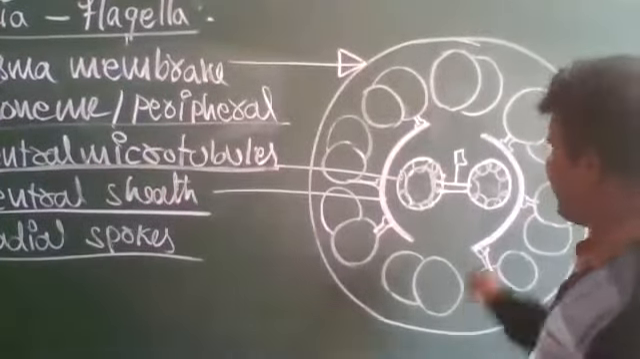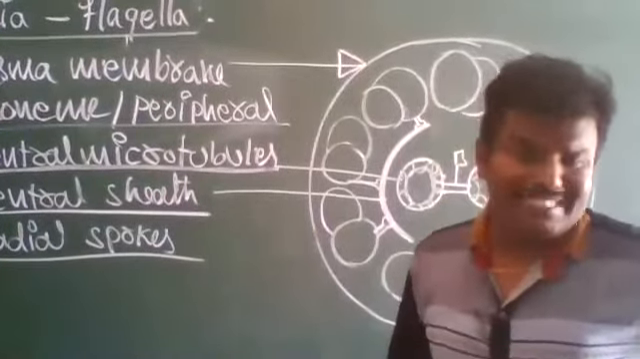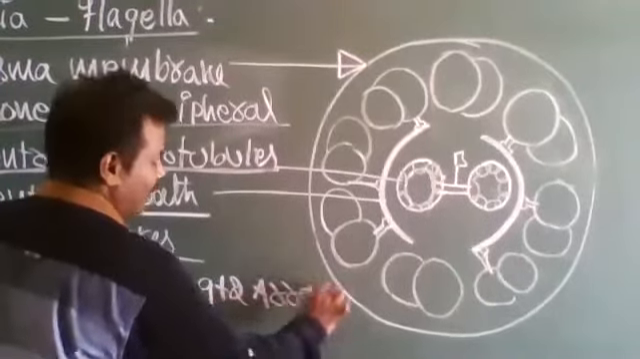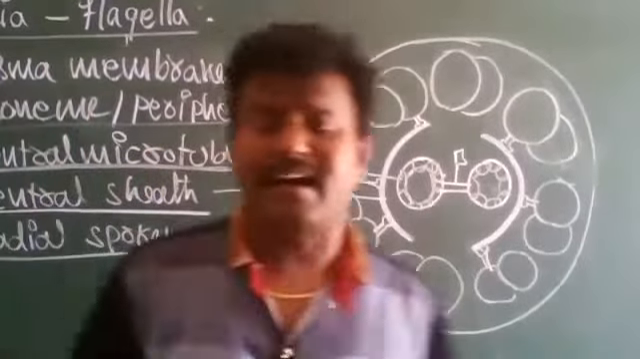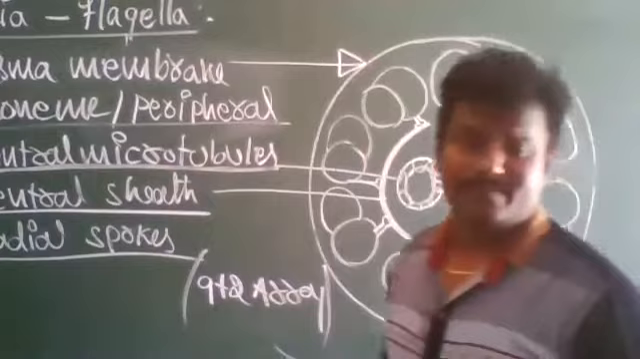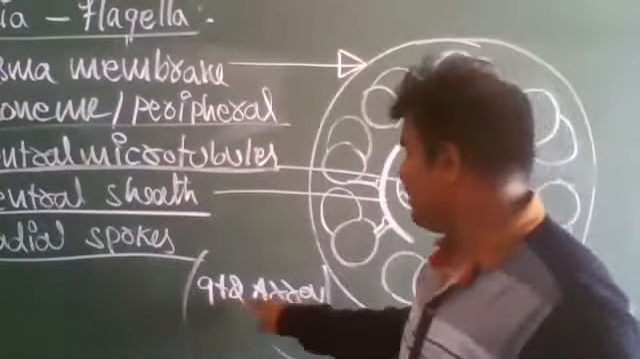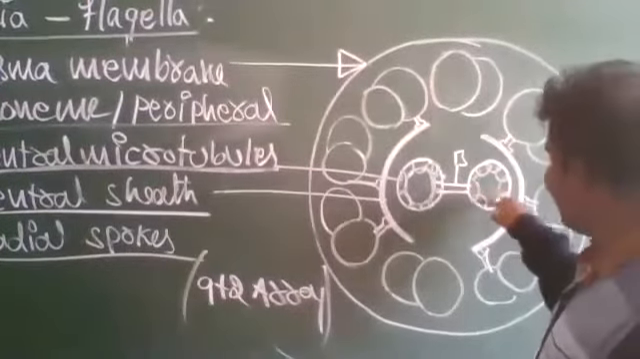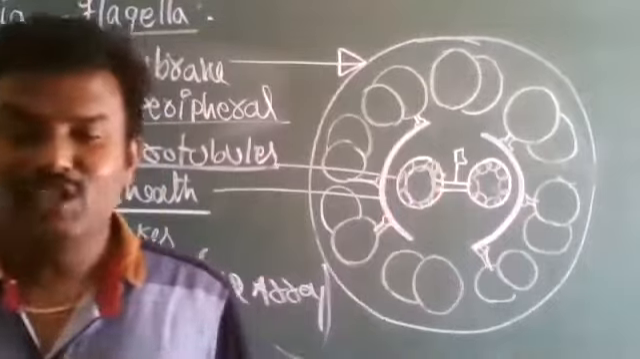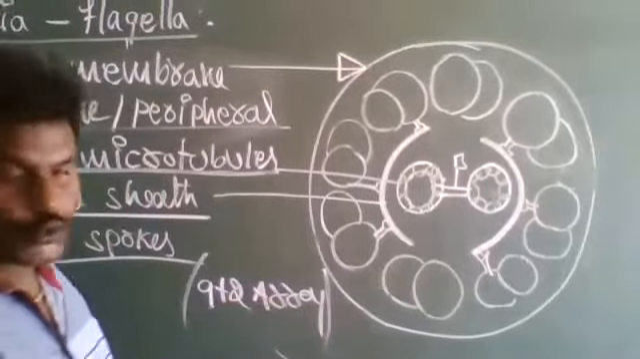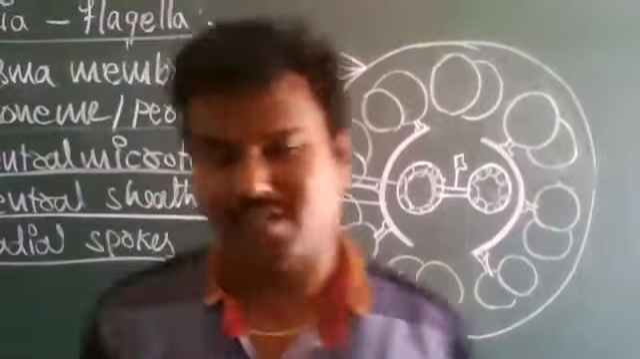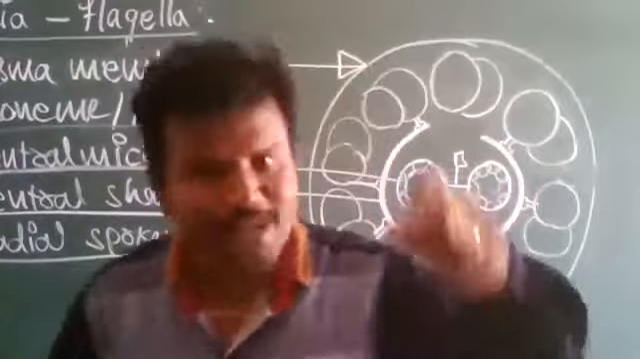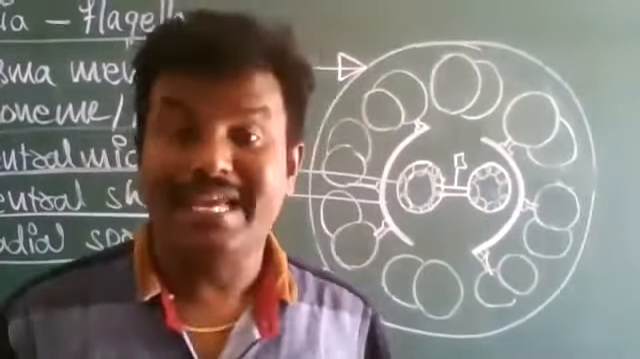Here is more information. In cilia and flagella, the peripheral microtubules arrangement is 9+2. So in the radial direction, 9, and centrally 2. The arrangement is called the 9+2 arrangement. 1, 2, 3, 4, 5, 6, 7, 8. I have drawn 8, but you have to accommodate 9.